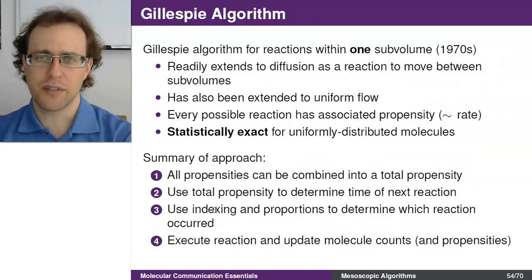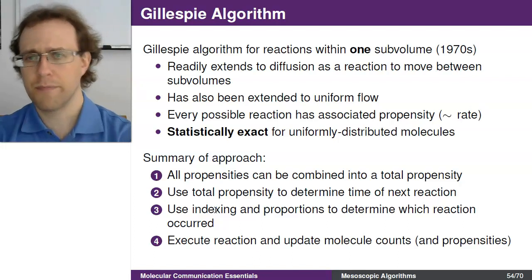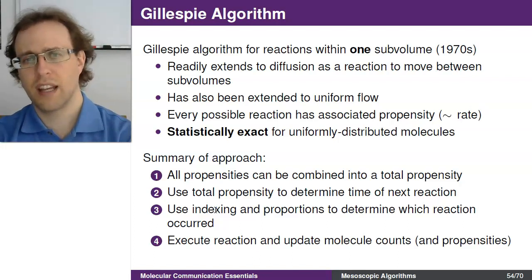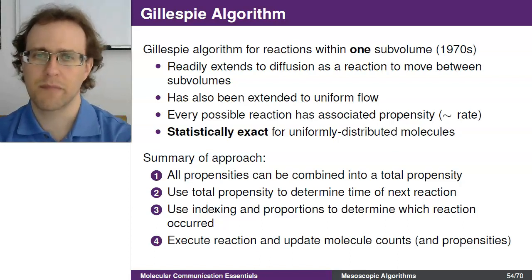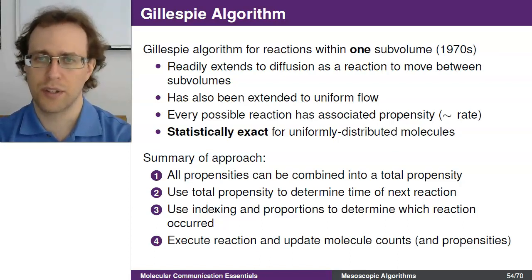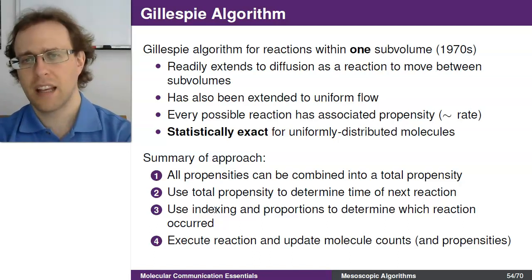Now, for implementing a mesoscopic approach, a lot of this is based on an algorithm proposed by Dan Gillespie in the 1970s, when he described an algorithm for chemical reactions within one subvolume, so basically a space where all molecules are uniformly distributed. Fortunately, his algorithm readily extends to diffusion as a reaction, where you're moving between subvolumes. So it's possible to add diffusion, and that's been done in a lot of simulation tools. It's also been extended to include flow. We had a paper on this a few years ago where we added flow to a mesoscopic approach.